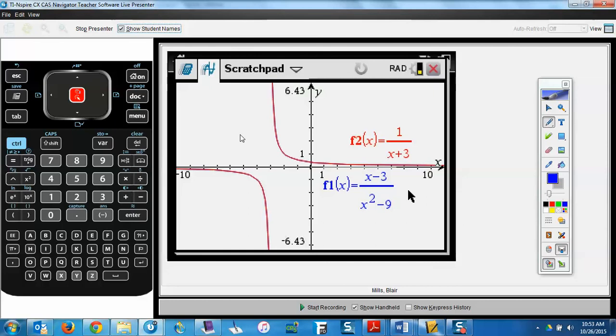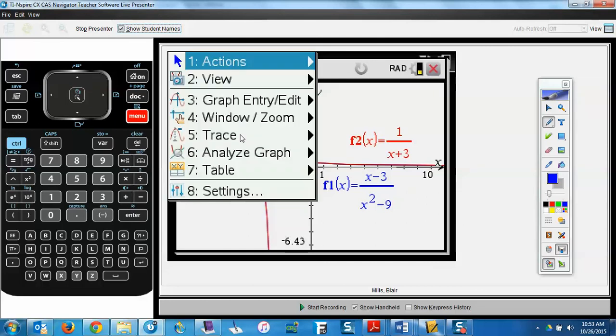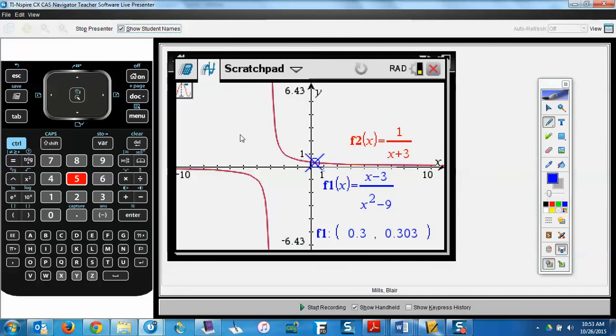Matter of fact, Blair, trace there for me. Go to the menu. Go to trace. Type negative 3. Hit enter. And look what happens. Kind of cool. It puts that vertical asymptote, says, hey, that's undefined. You got a problem there.